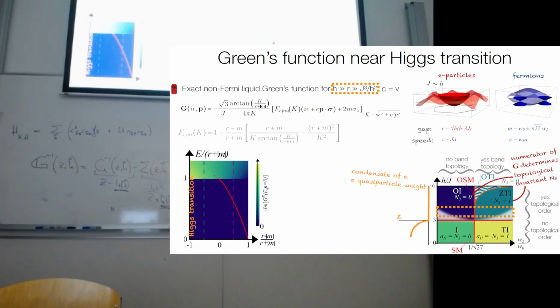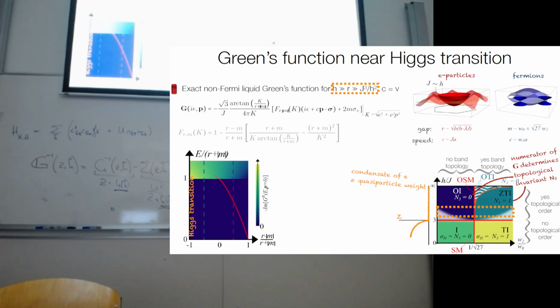Then what you also see is that going from right to left here is the same as approaching this transition from above, because R going to 0 corresponds to hitting this line here. This is the Higgs transition. And what you can see here is the lowest line of zeros. So you take the determinant of the Green's function, and you try to solve for E equals 0. And the lowest lying energy of zero is actually increasing.